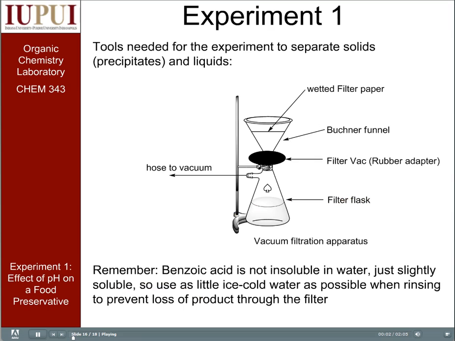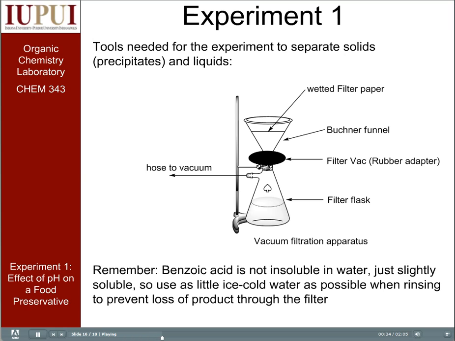So the tools that you're going to need in the lab, the main glassware apparatus for this experiment is called vacuum filtration. And if you go onto YouTube in the IUPUI Organic Chem channel, you'll see a video demonstrating how to use the vacuum filtration apparatus. So in that video it shows you all the different parts. You can see them labeled here. I'm not going to go into it in too much depth because that video does a good job.